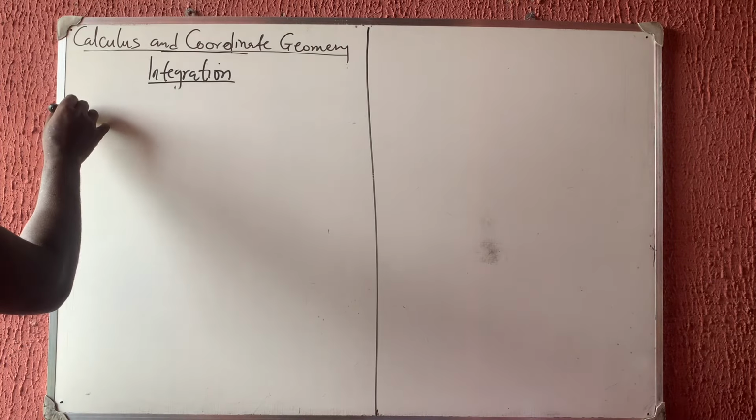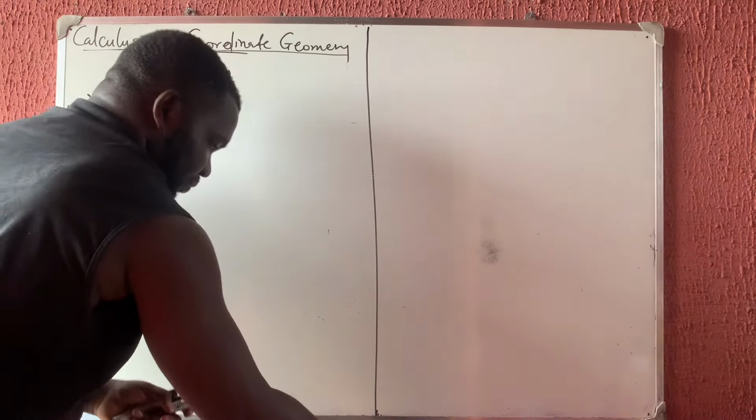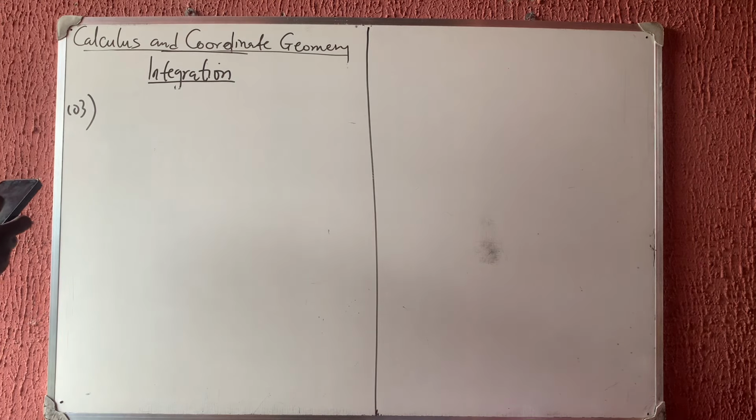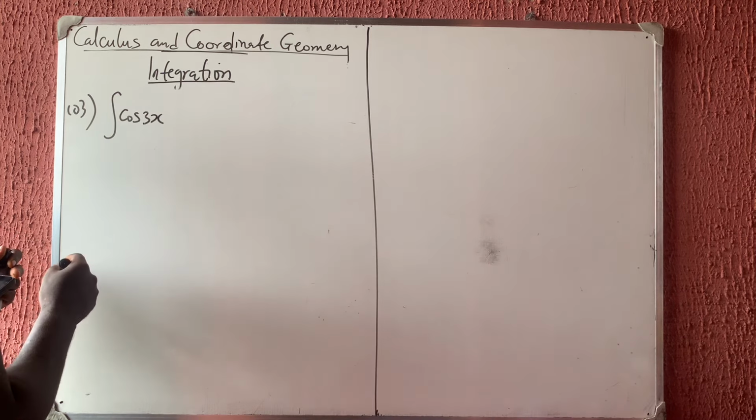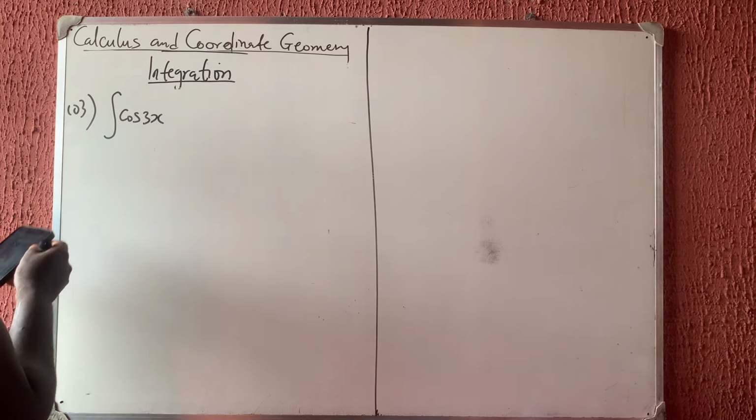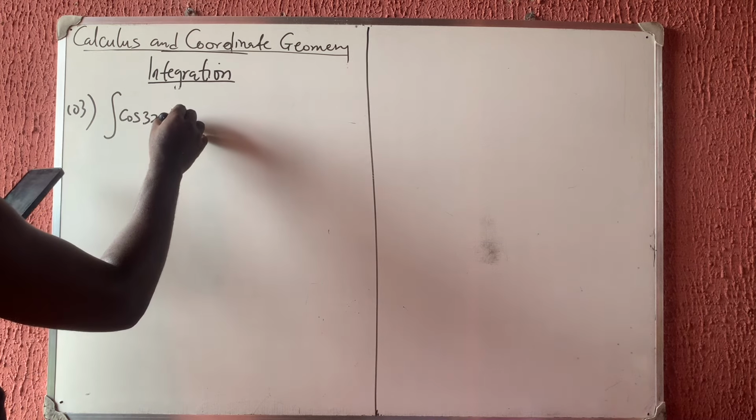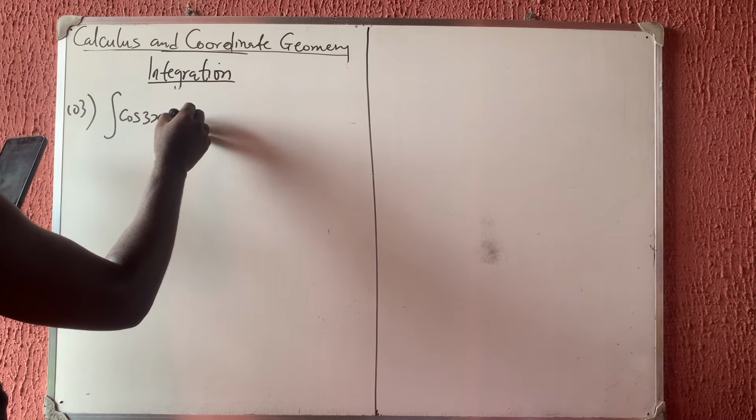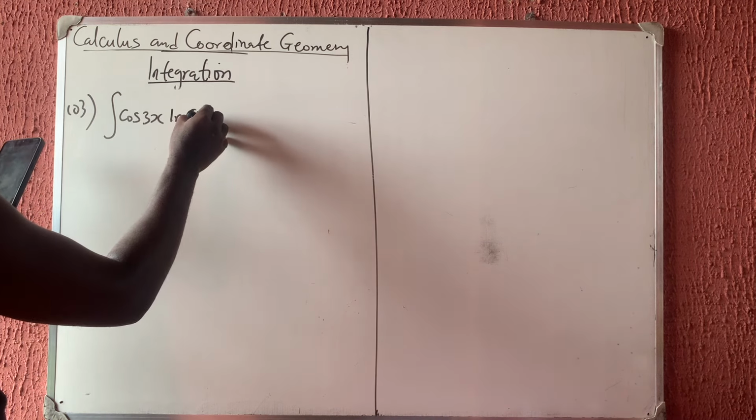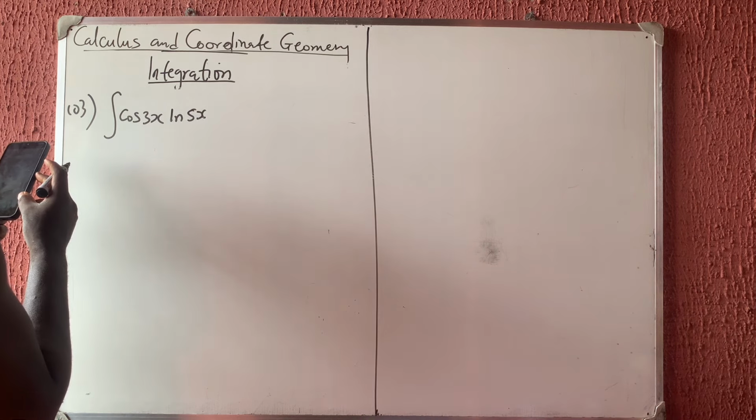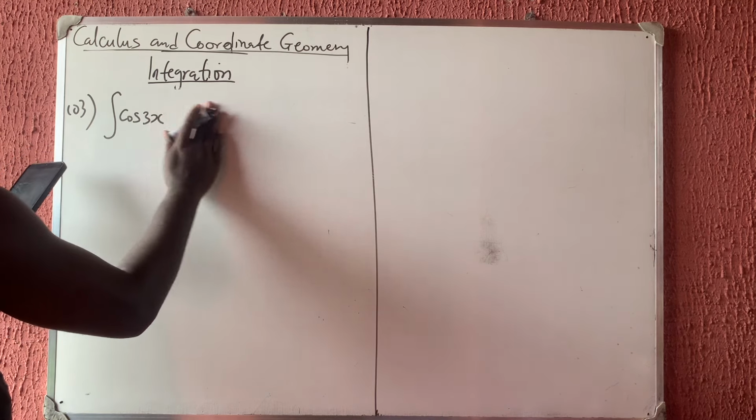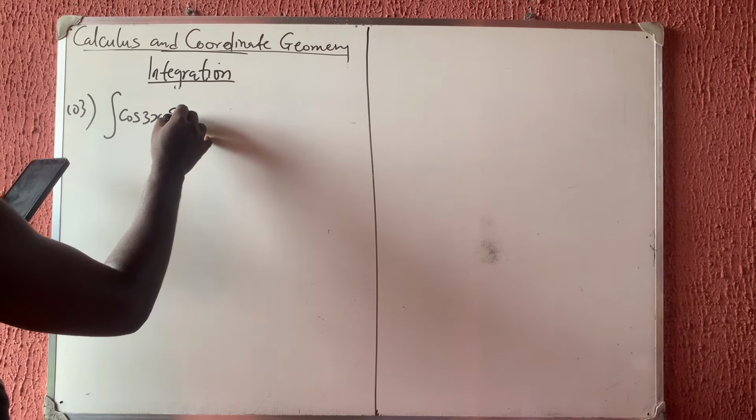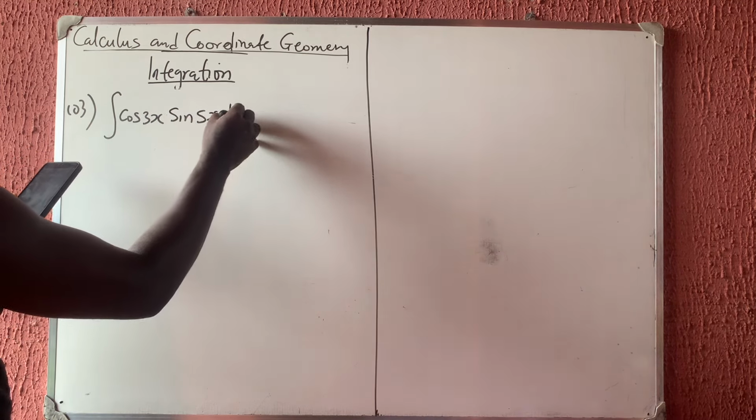Question number 103 for integration. Question 103 said, the integral of cos 3x sin 5x dx. Sorry, that is a typographical error, so it is sin 5x dx.